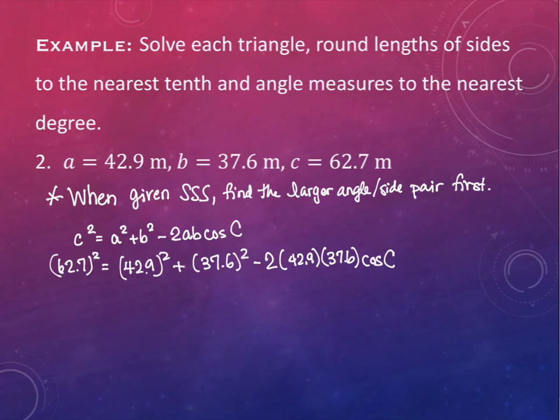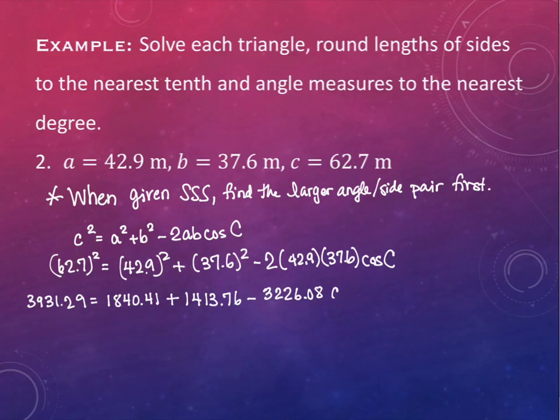So on the left-hand side, if I square this, I actually have 3,931.29. 42.9 squared is 1840.41. We're going to hope there's no typos in my notes. If somebody finds one, please stop me. And then I have 1413.76. And then we're going to multiply 2 times 42.9 times 37.6. Those pieces get multiplied together. If they do, we have 3,226.08, and then I have the cosine of C. Okay, is that okay?